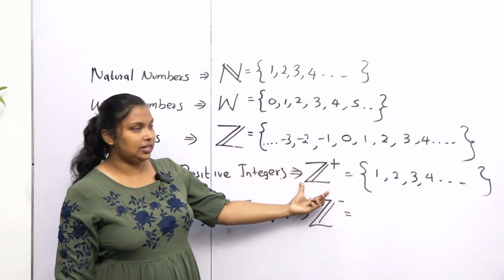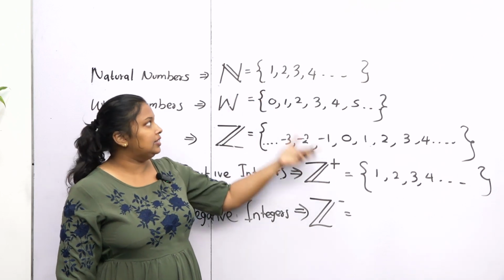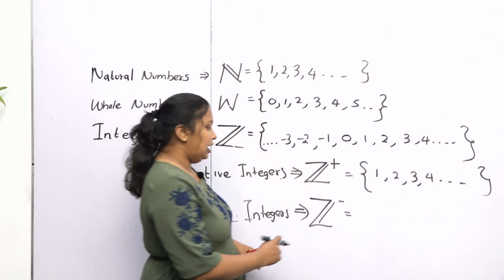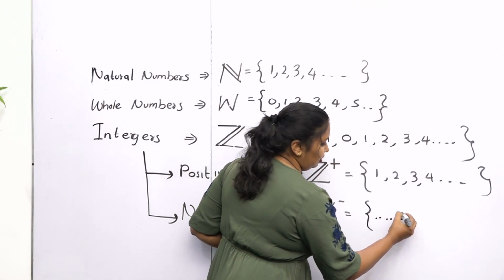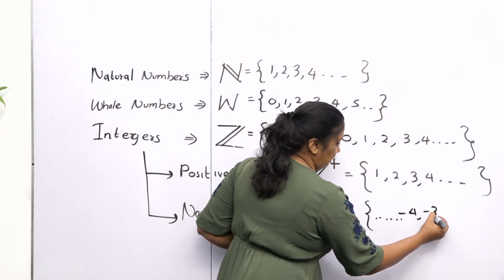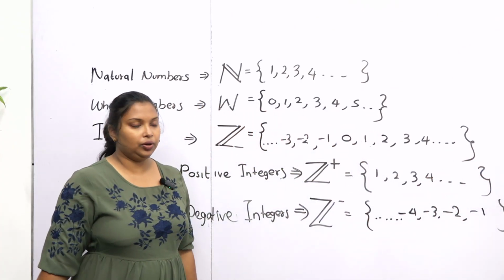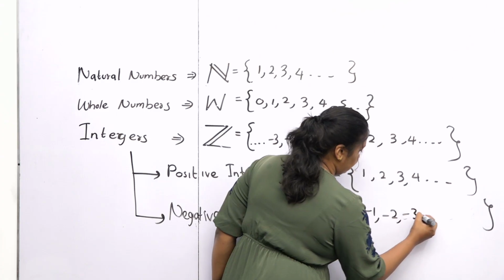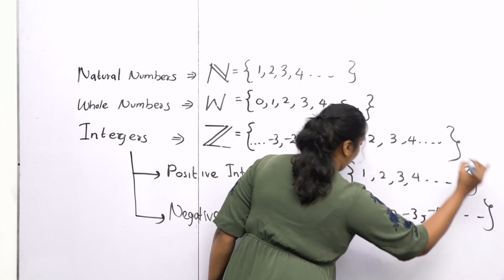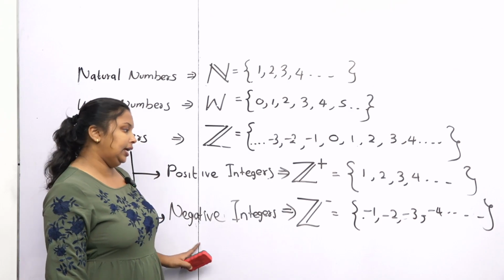So we can see that this positive integer set is equivalent to the natural number set. Can you understand? They are equivalent, same thing. Then negative integers means minus 4, minus 3, minus 2, minus 1, these things. You can write it like this: minus 1, minus 2, minus 3, minus 4, and so on, the negative numbers. They are what we call the negative integers.